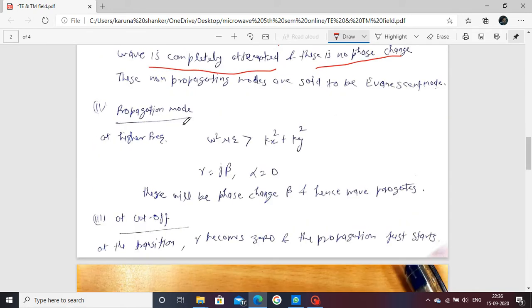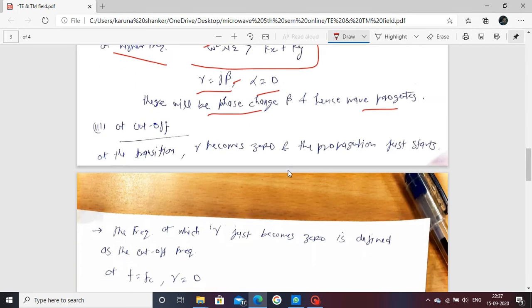When is the wave propagated? Next we move to higher frequency, the propagation mode. By this relation, gamma is equal to j beta and alpha is equal to 0, meaning the wave is not attenuated. There will be a phase change, since beta is present. Hence the wave is propagated. Next we move to cutoff.